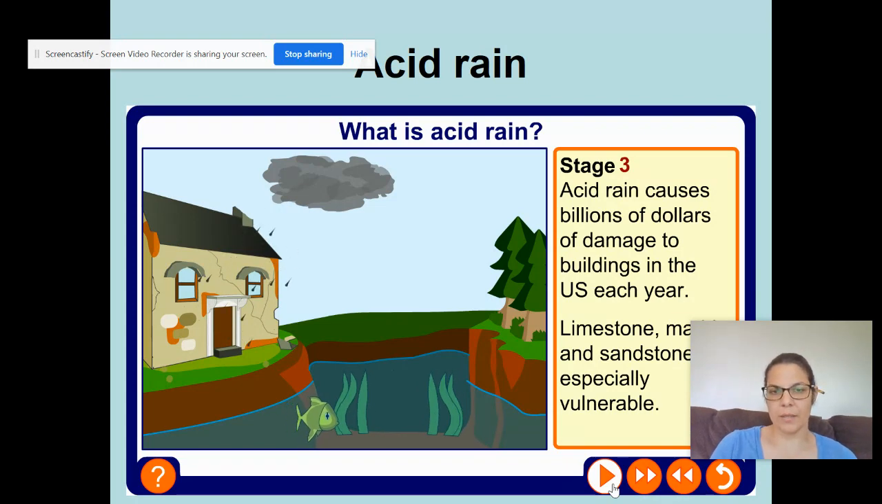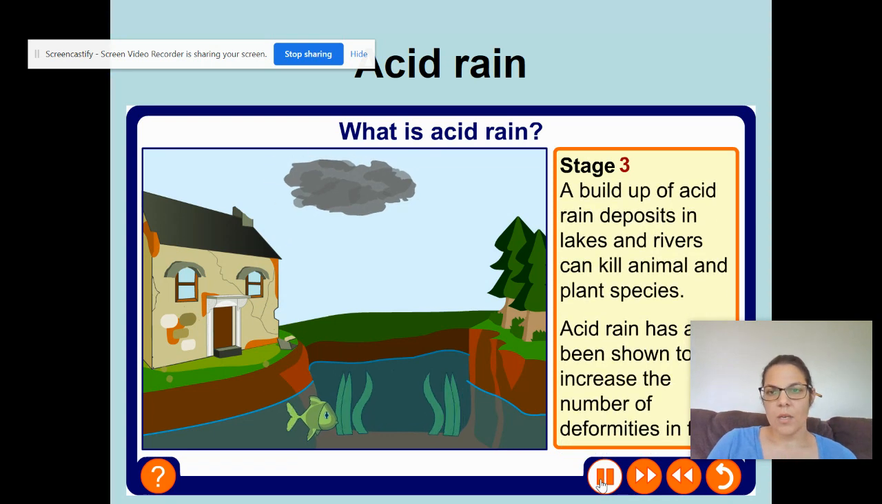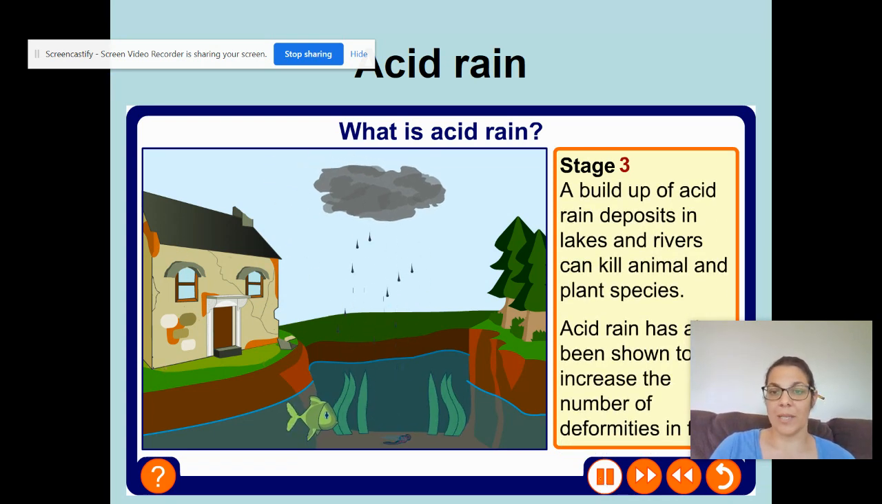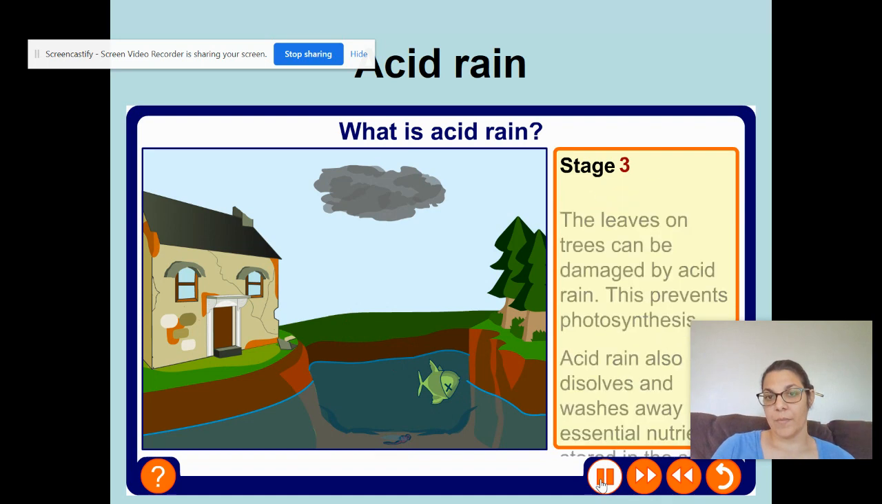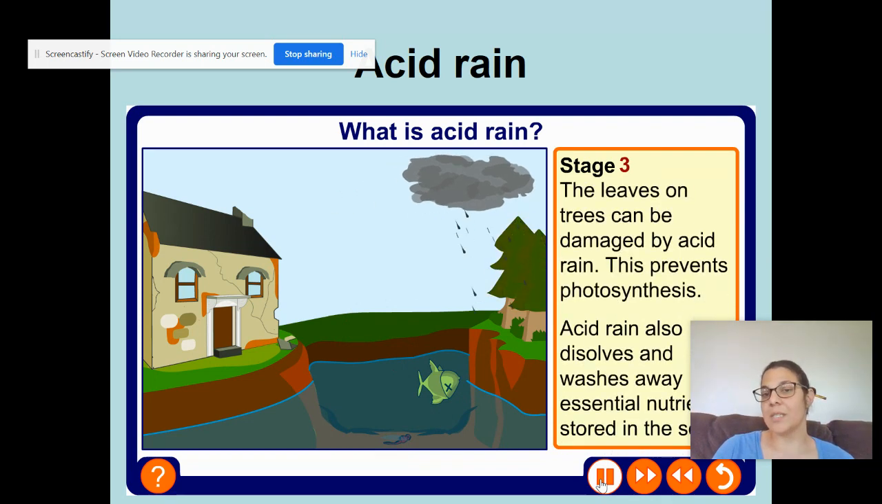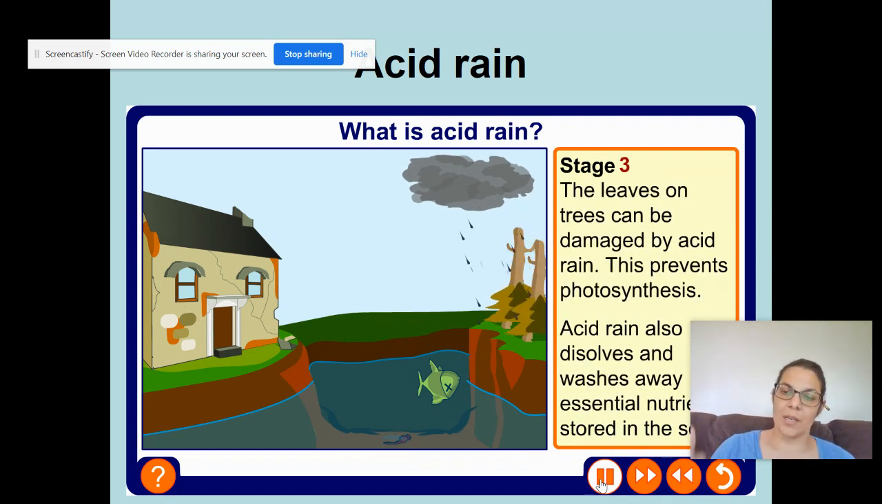Okay. So buildup of acid rain deposits in lakes and rivers can kill animal and plant species. It has also been shown to increase the number of deformities in fish. In addition, the leaves on trees can be damaged by the acid rain, which then is a positive feedback loop for preventing photosynthesis. It dissolves and washes away essential nutrients stored in the soil.